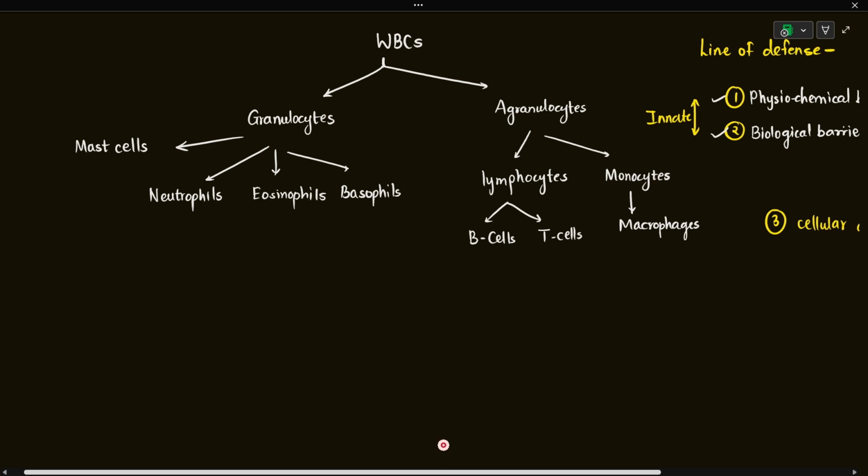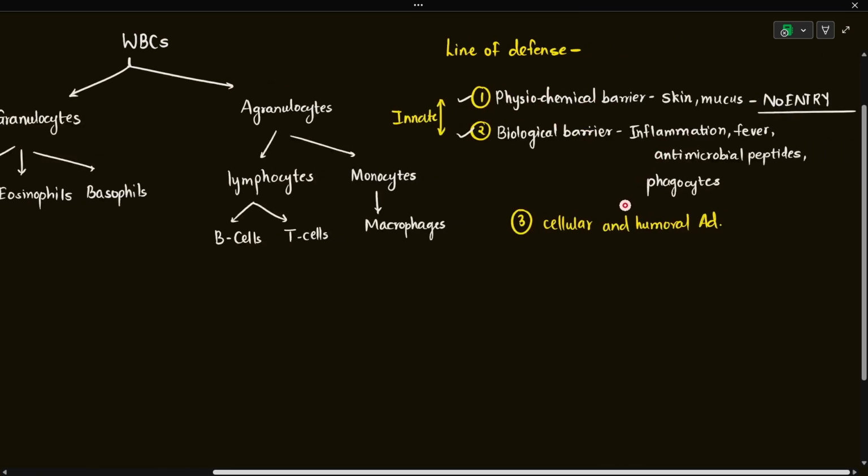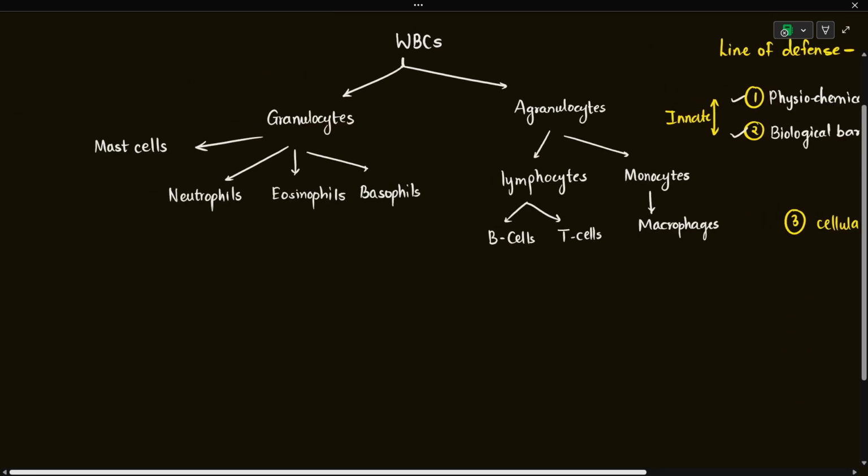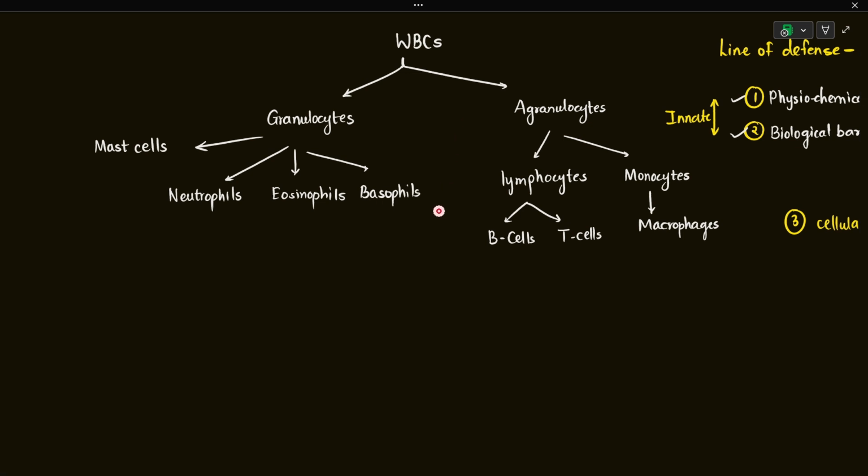So when the infection occurs, whenever the physiochemical barrier has been crossed by the microbe and now it has infected the body, once the pathogen infects the body, the first cells that are going to arrive at the site of injury, at the site of infection, are the neutrophils.